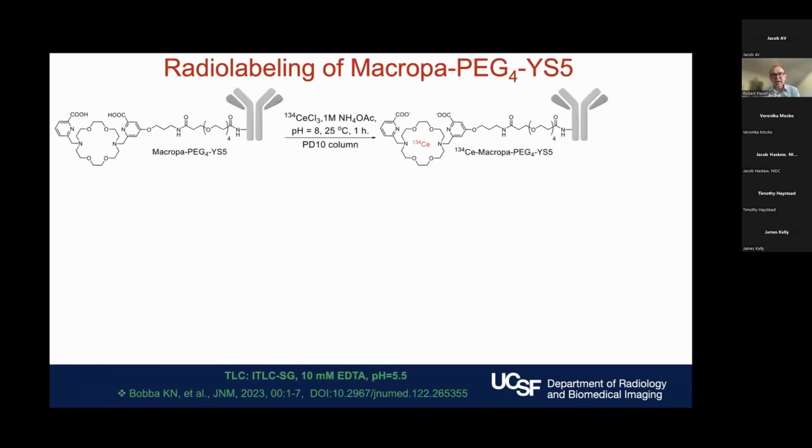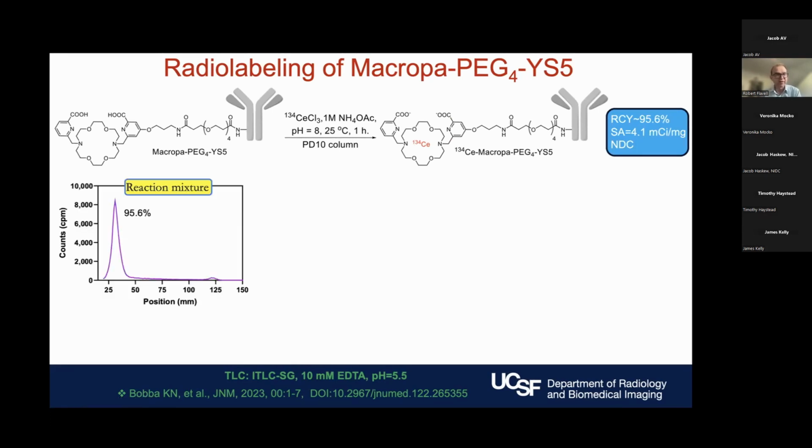So we also looked at the full-length antibody, the CD46 targeting antibody. In this case, we labeled this with Macropa because we felt that these more efficient radiolabeling kinetics could be more useful for more sensitive applications like full-length IgGs. So Nidu applied the radiolabeling methods that he had optimized earlier with room temperature labeling for about 1 hour, and found good radiochemical yield of about 95% with good specific activity.